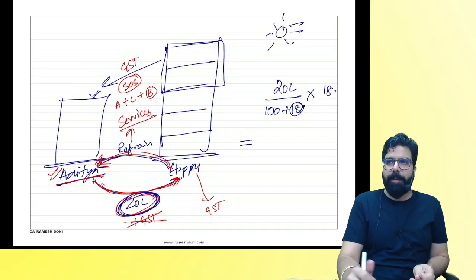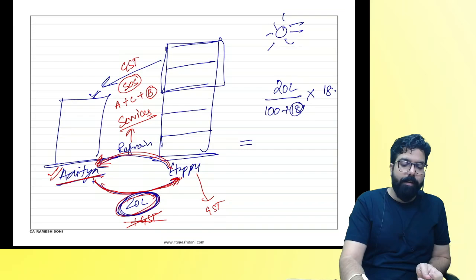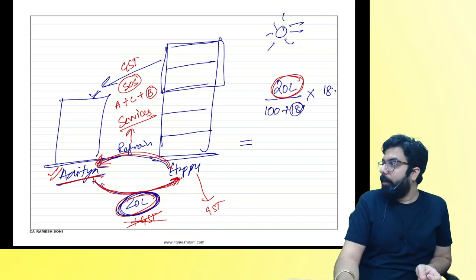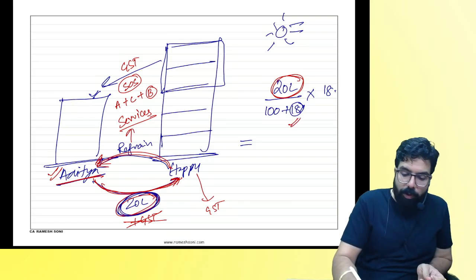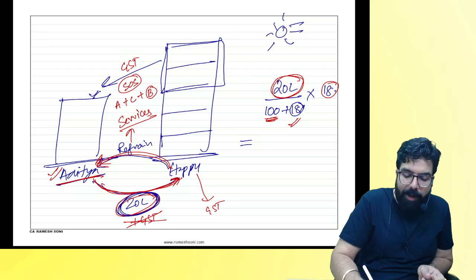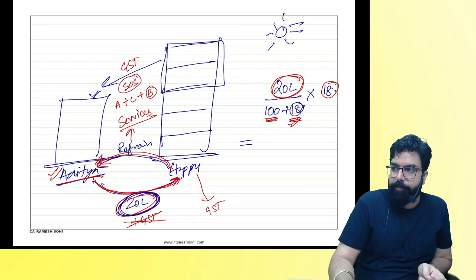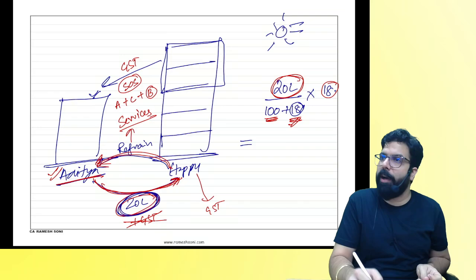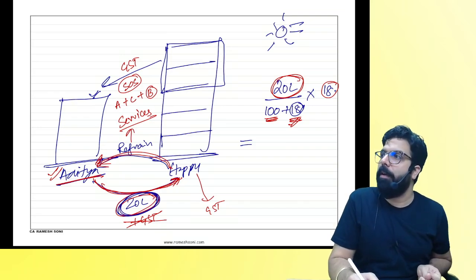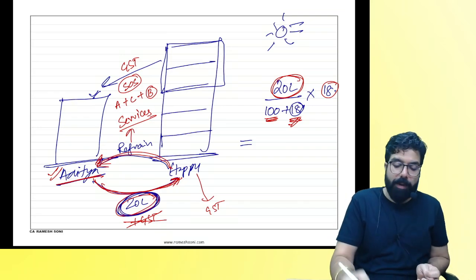People, did you understand this mathematics? What is it telling? 20 lakh includes what? GST. So can you tell me only the GST? See, 100 plus GST rate. Did you understand the mathematics, everyone? Can I go ahead? How much is the GST?